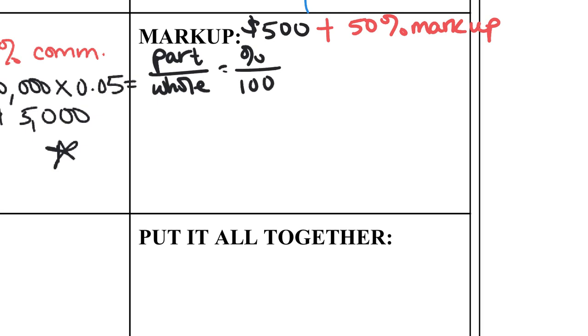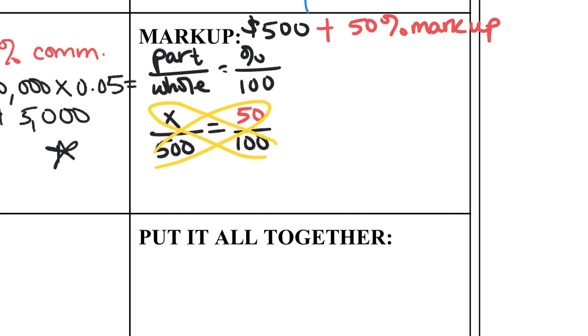And then you need to ask yourself, is that $500 the original price, the whole price, or is that $500 the part that is being marked up, the percentage that's marked up? So the $500 is obviously the original price, and we're trying to figure out how much it's being marked up. The percent is going up 50%, and again, 100 literally always stays 100. You don't change it. So now you're going to use your cross multiply method.